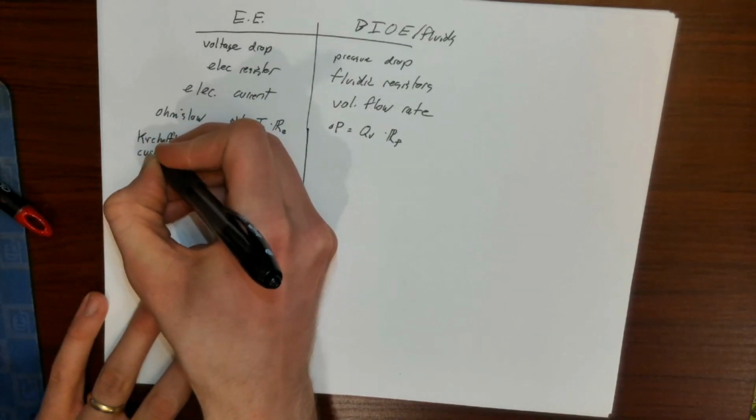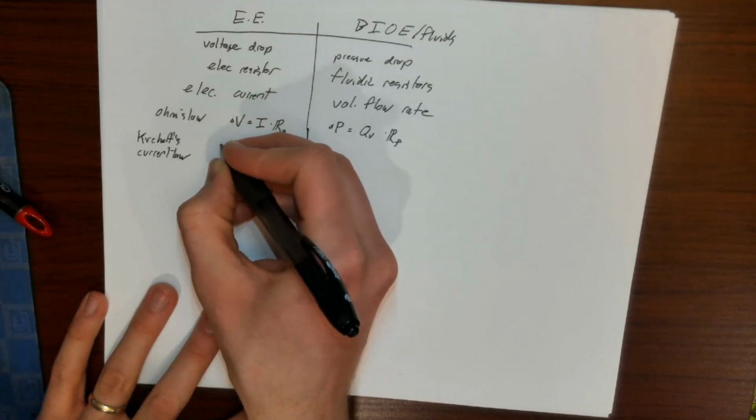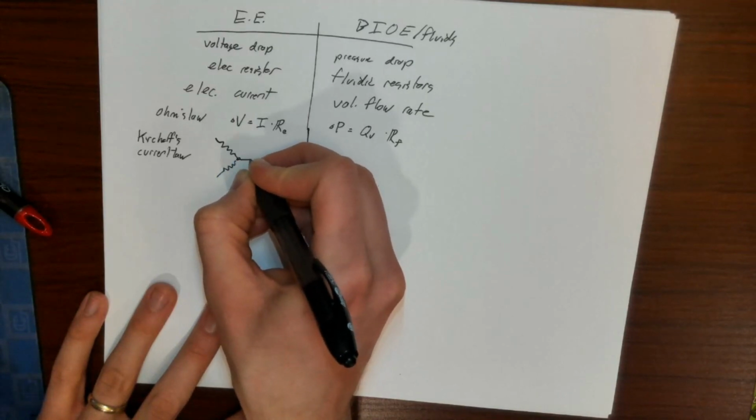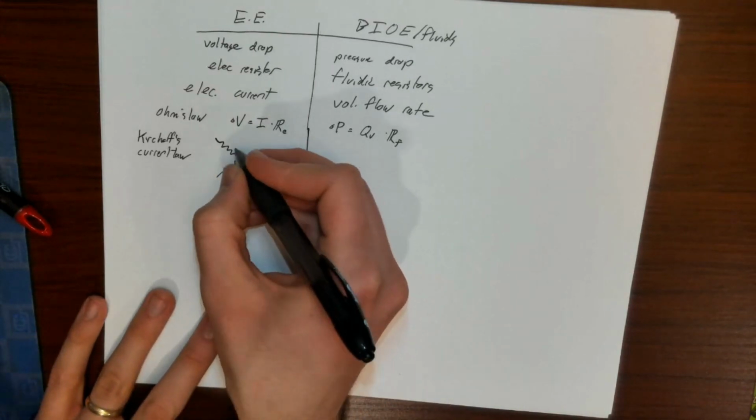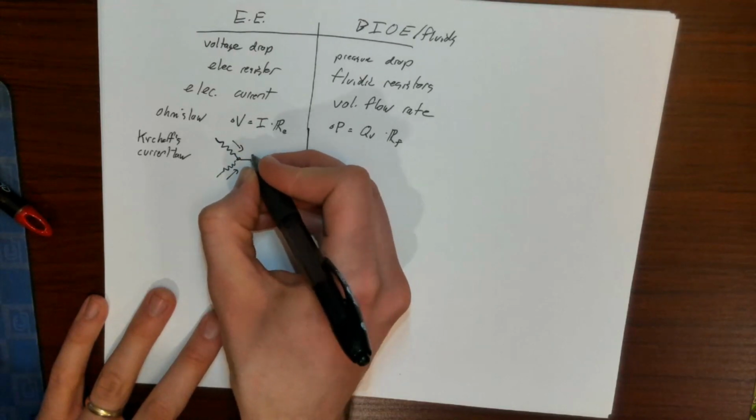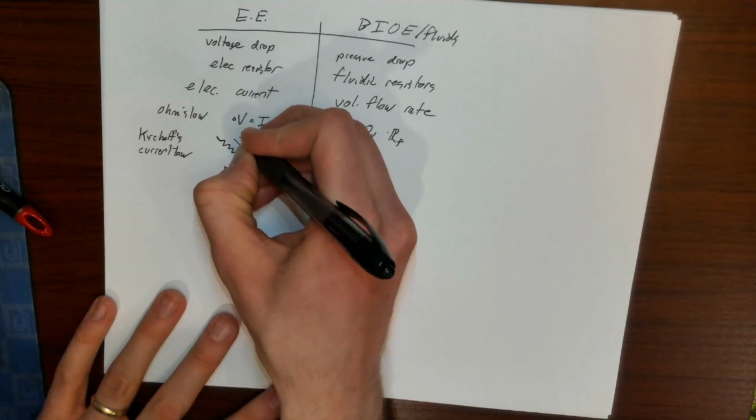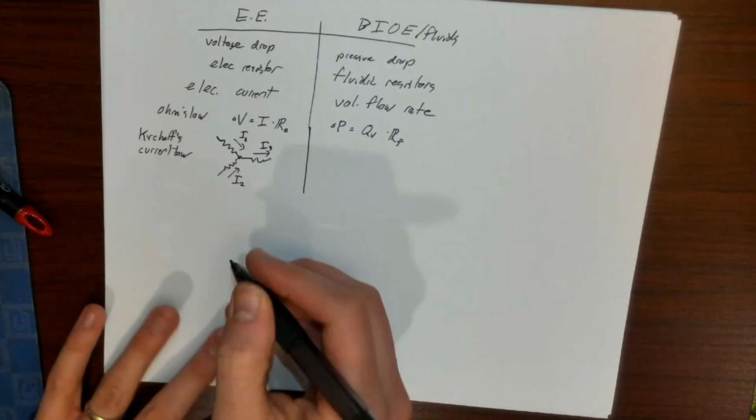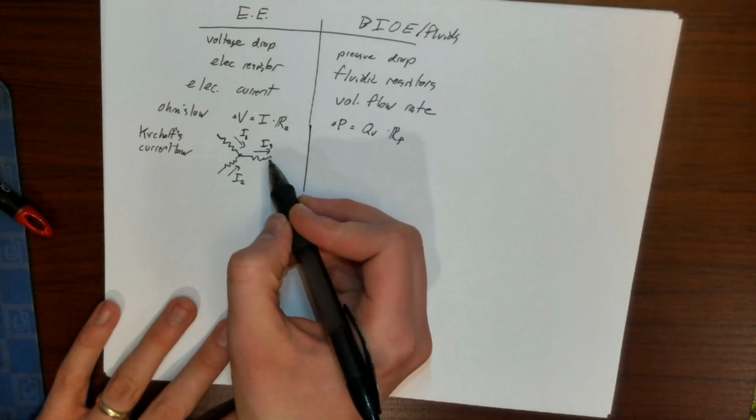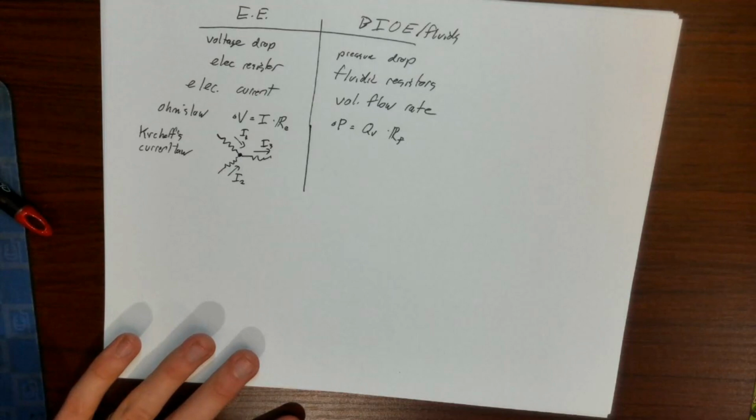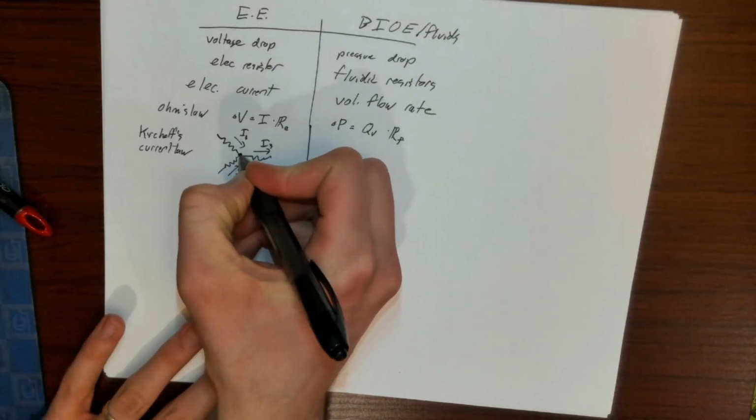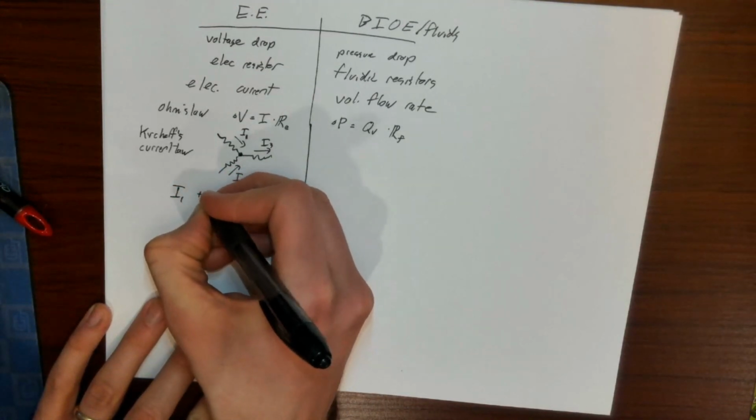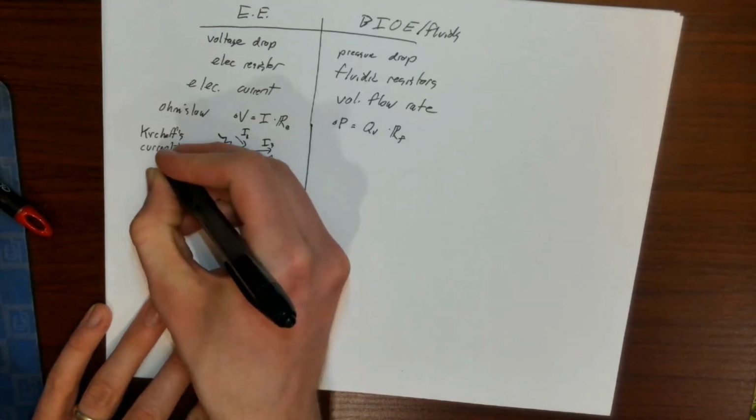Similarly, in electrical engineering, we had Kirchhoff's current law, where if you had, for example, a couple of resistors going into a node, and you had some currents going in and some currents going out. For example, let's say I1, I2, and I3. Then the currents in need to equal the currents out, because we essentially can't have storage of current at a point where they're all connected. So basically, I1 plus I2 is equal to I3, Kirchhoff's current law.